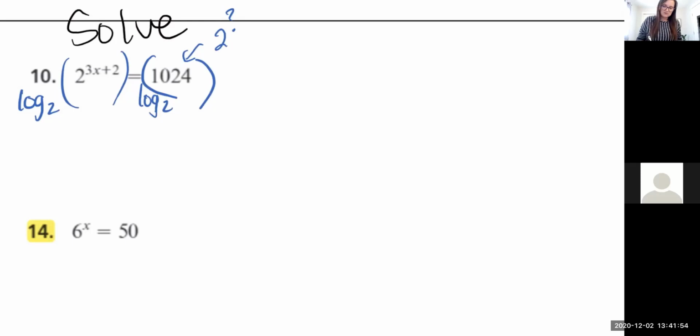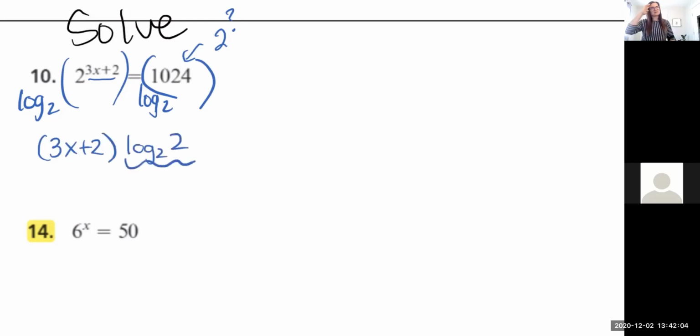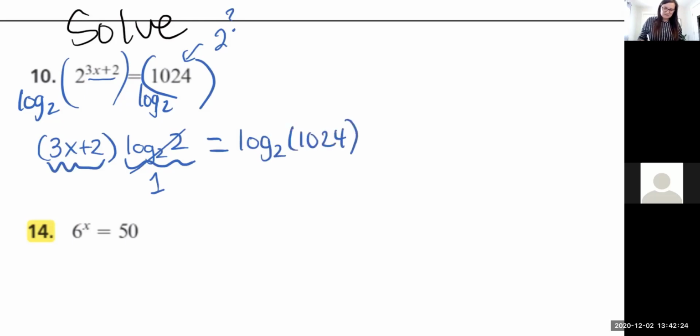Doing log base 2 of 2, and then this comes up front, keep it in a bracket. I'll still write this so you see, but this actually cancels out as 1 because 2 to the power of what is 2? So this is a 1, so that's gone, which is exactly what we expected because taking the inverse of that should just result in that. And then now we have log base 2 of 1024. So we actually have 3x plus 2 is log base 2 of 1024.